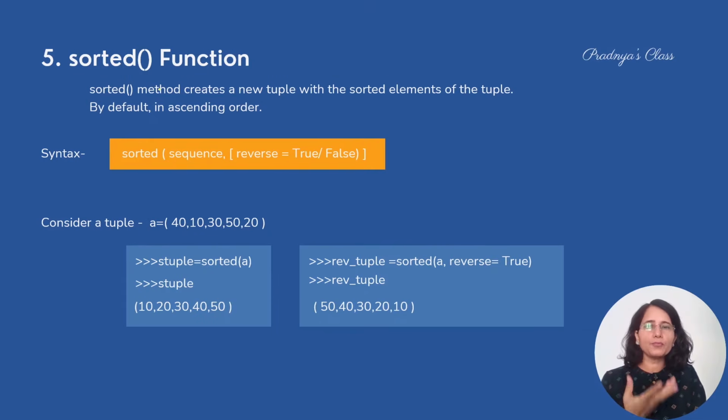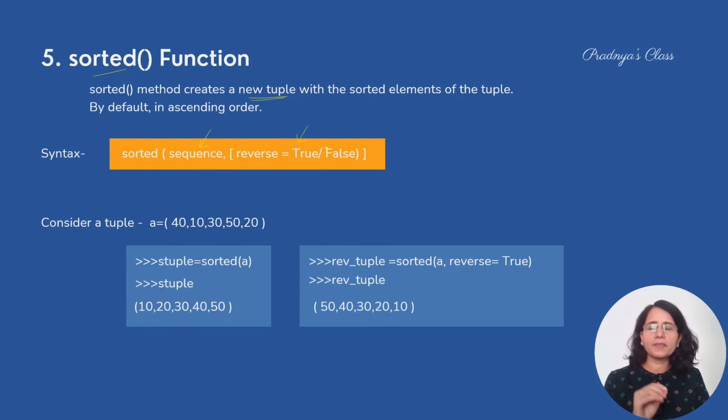Let's consider one more function now, that is sorted function. Sorted function sorts the elements of the tuple in the ascending order by default, but it will create a new tuple. So the first parameter is sequence. It can be list or tuple. So it works in the similar way for both list and tuple.